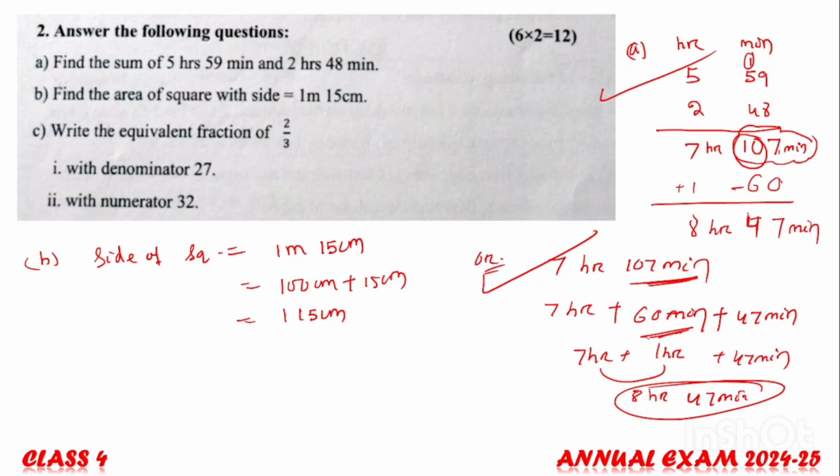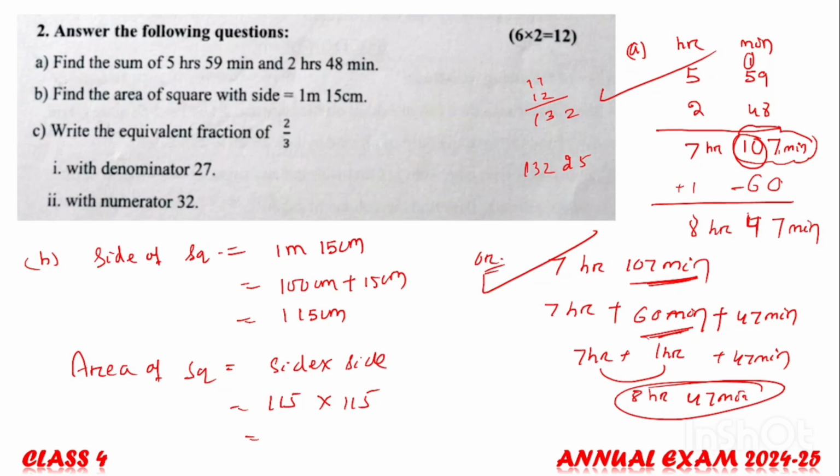Now we write the area of square equal to side into side, is equal to 115 into 115, that is multiply. So here is 25, 11 and 12. So 1, 2, 2, 1, 3. That is 132, means the multiplication is 13225 square centimeter.